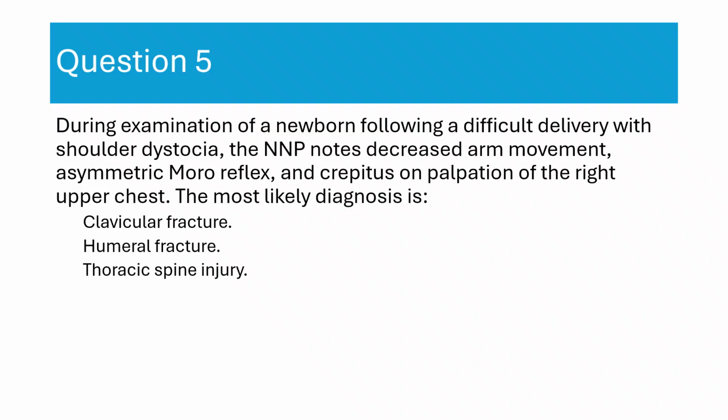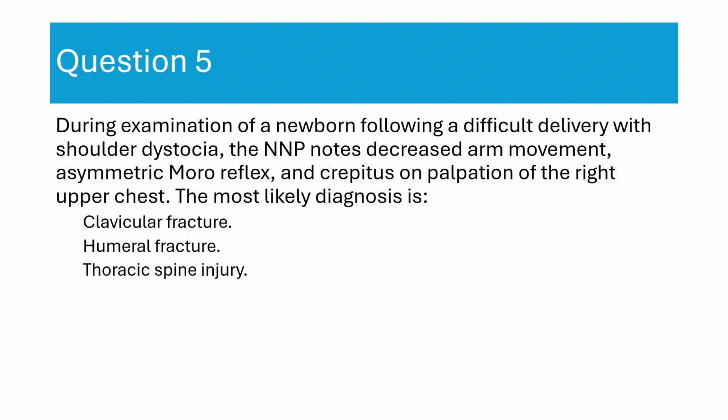During examination of a newborn following a difficult delivery with shoulder dystocia, the NNP notes decreased arm movement, asymmetric Moro reflex, and crepitus on palpation of the right upper chest. The most likely diagnosis is: clavicular fracture, humeral fracture, or thoracic spine injury. The correct choice is clavicular fracture.